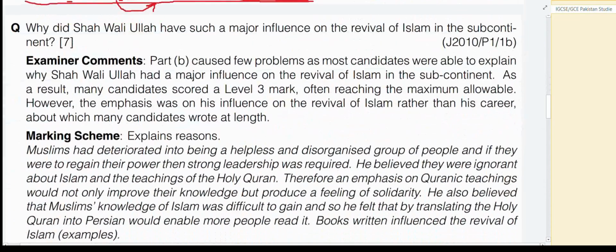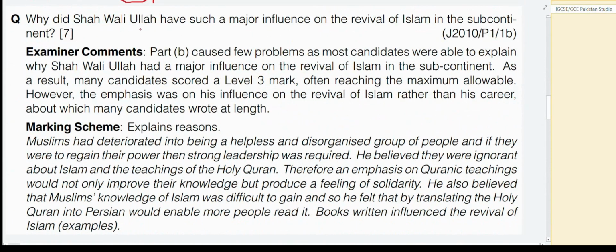The next question is a similar question. Why did Shah Waliullah have such a major influence on the revival of Islam in the subcontinent? June 2010, paper 1, part 1B. Same marking scheme. We'll just read the examiner comments.